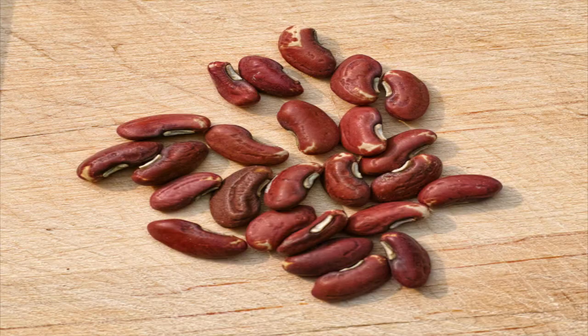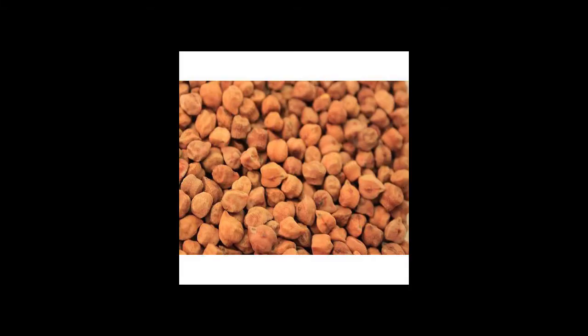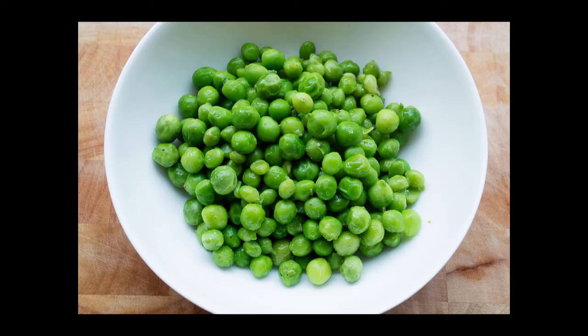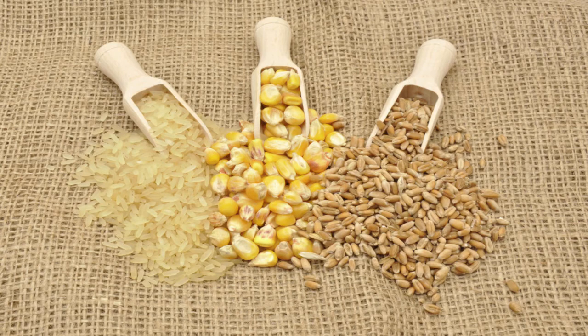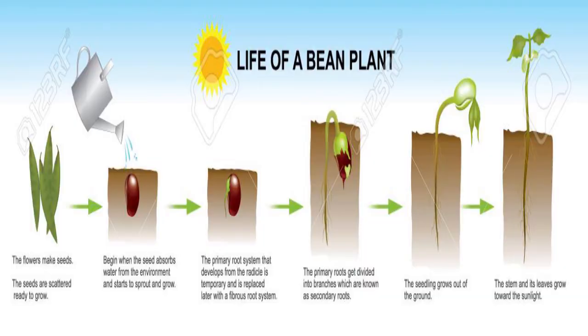Some seeds, like the bean, gram, and pea, have two seed leaves. Others, like the rice, maize, and wheat, have only one seed leaf. Process of germination. The growing of a baby plant from a seed is known as germination. When the seed gets the right amount of air, water, and warmth, it germinates.